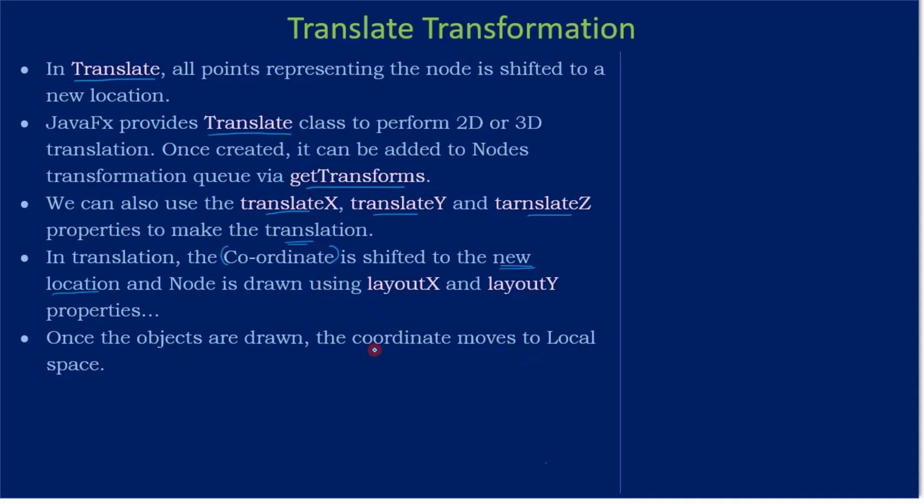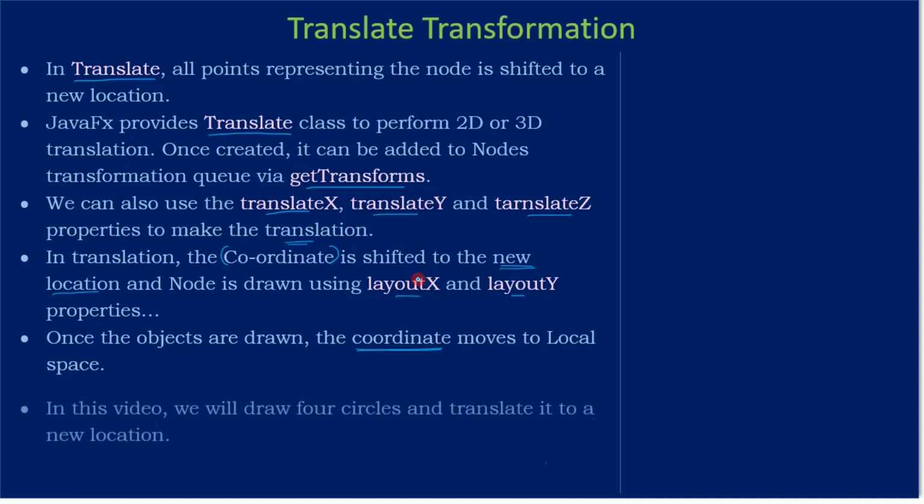So here we are talking about the coordinate. JavaFx first moves the coordinate, then performs the drawing using layoutX and layoutY. After doing the drawing, it will move back to the local space. So usually these layoutX and layoutY are useful to place the object on the scene. Once you place the object on the scene, then you can perform the translateX and translateY.